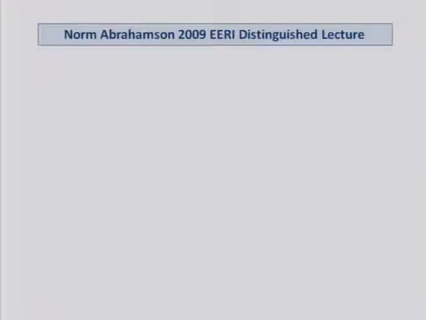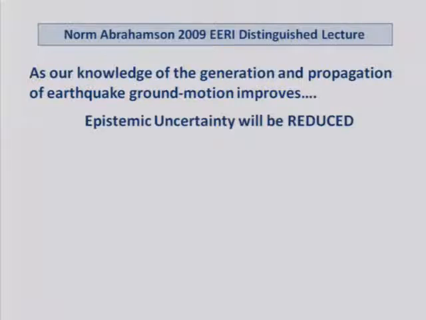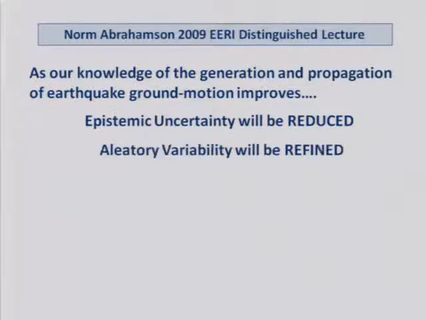In his recently given distinguished lecture for the ERI, which Norm gave in London a couple of weeks ago, he characteristically put it very succinctly, and I think very well. As our knowledge of the generation and propagation of earthquake ground motion improves, and of course as we get more data, we will reduce epistemic uncertainty. Epistemic uncertainty is lack of knowledge. So if you get more knowledge, you've got to reduce it. What will happen to aleatory variability is that it will be refined. It cannot be reduced, but it will be refined.